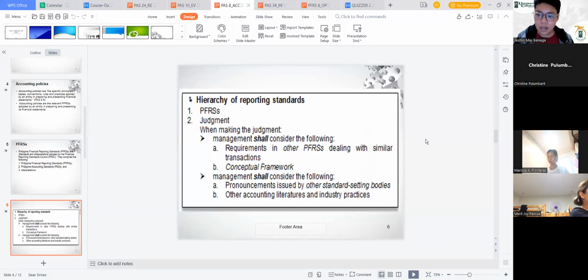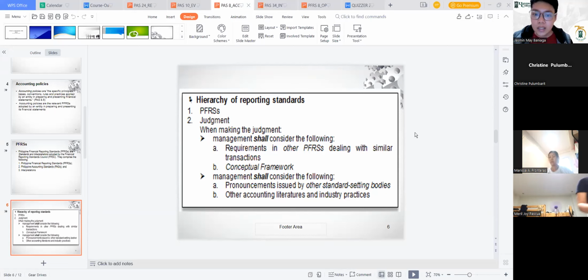Here are the hierarchies of the PFRS when it comes to the reporting side of the entity. Of course, number one dyan, you accept yung GAAP natin, PFRS, PAS, or basically the accounting standards we are following. That's the first initial basis when we do financial statements, when we do financial reporting, no? Kung walang available accounting standards daw, or PFRS, number two is the professional judgment of the said entity or the management.